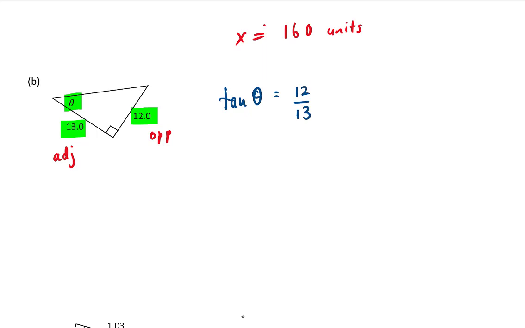To undo the tan, we have to use our tan minus 1, or our inverse tan. So we're going to do tan minus 1 of 12 divided by 13. And again, this is just calculator work. So you hit your second function button, hit your tan button, which should give you tan minus 1, and then 12 divided by 13 gives us approximately 43 degrees.